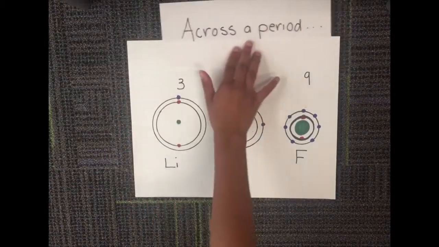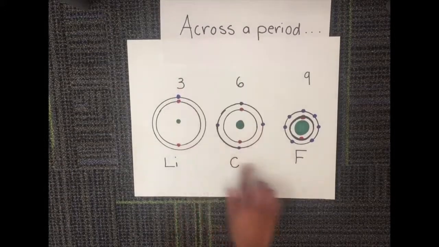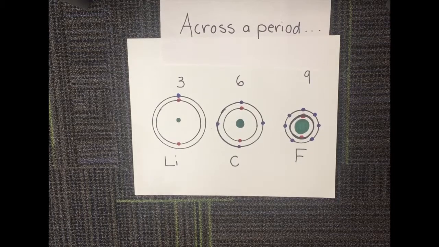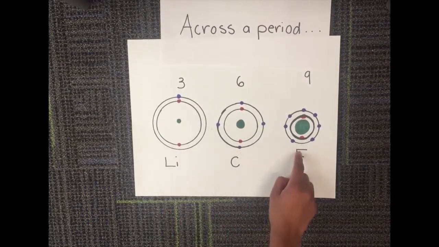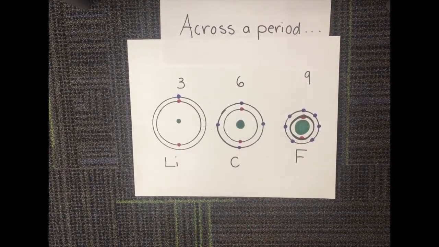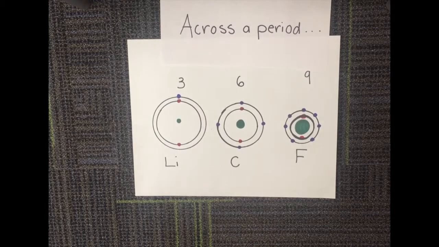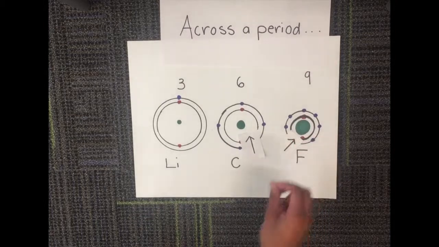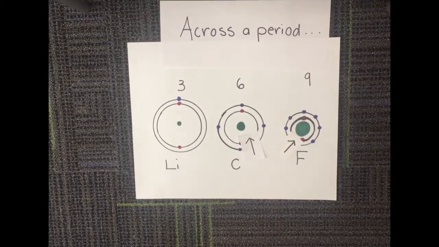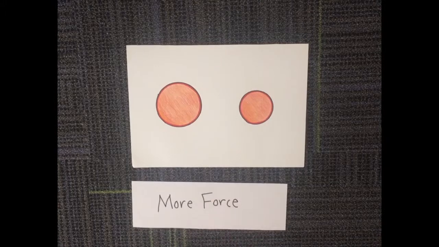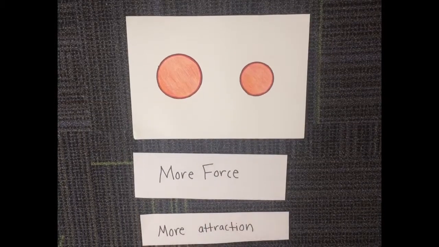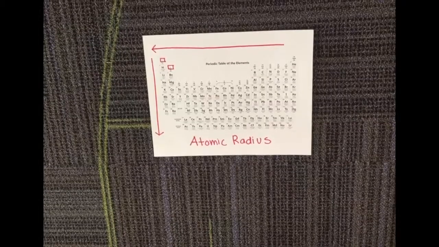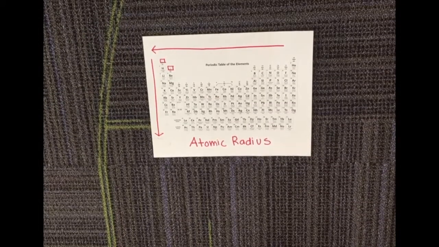As we move across the period to the right, the atomic radius decreases. This happens as protons are added to the nucleus and electrons are added to the same energy level, or within the same shell. The electrons on the outermost shell are pulled closer to the nucleus because of its increased nuclear charge and electromagnetic attraction. The force of attraction between the nuclei and the electrons increases, causing the size of the atom to become smaller. There's a trick we can use to help us remember this.